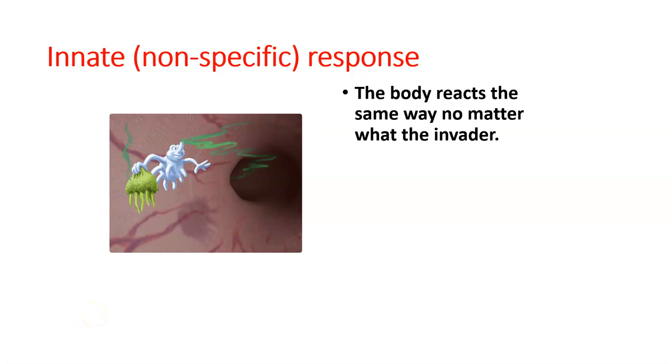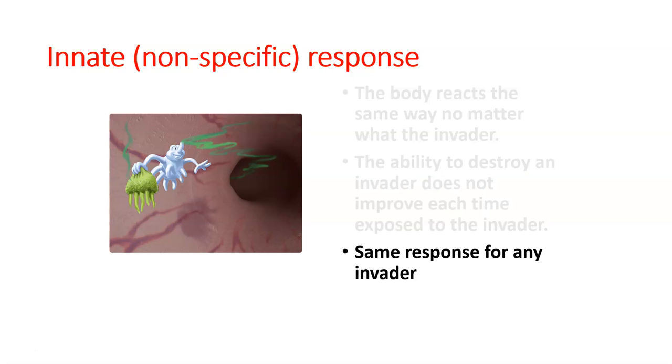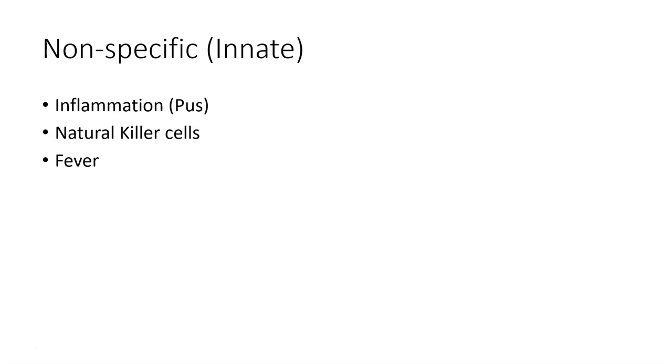So in this example, the body reacts the same way no matter what the invader is. The ability to destroy an invader does not improve each time that it's exposed to that pathogen or antigen. This will make more sense when you do specific immunity. And again, you get the same response for any invader. It sees something foreign, it goes after it. Now, there are several different types and examples of nonspecific immunity. I'm just going to talk about these three.